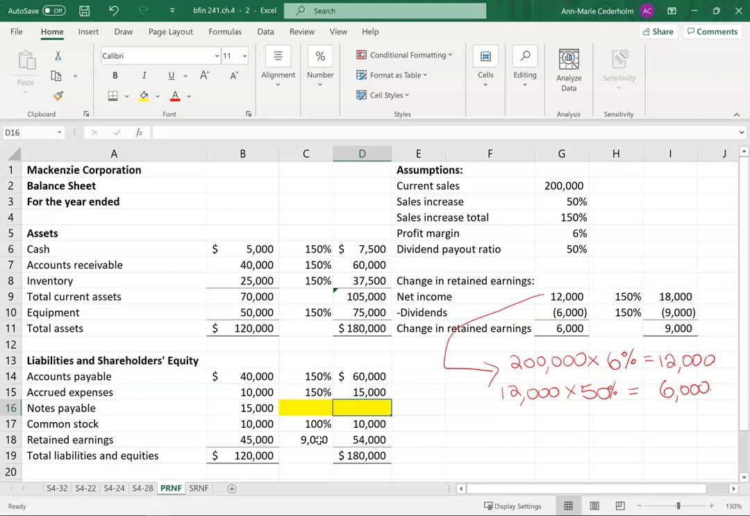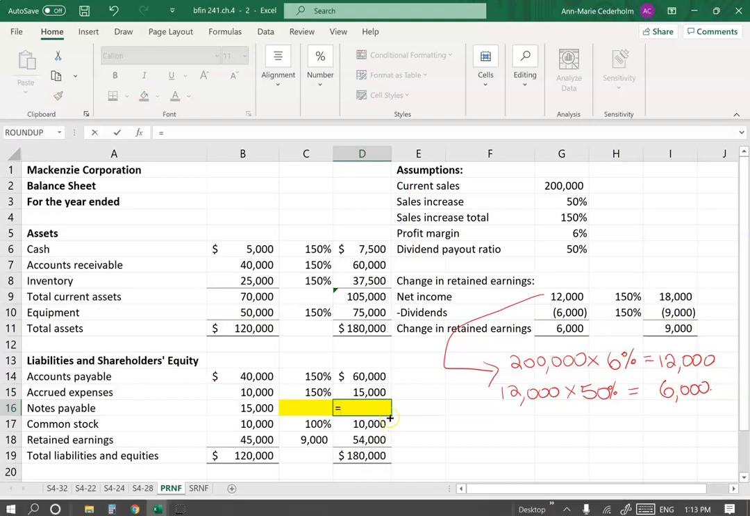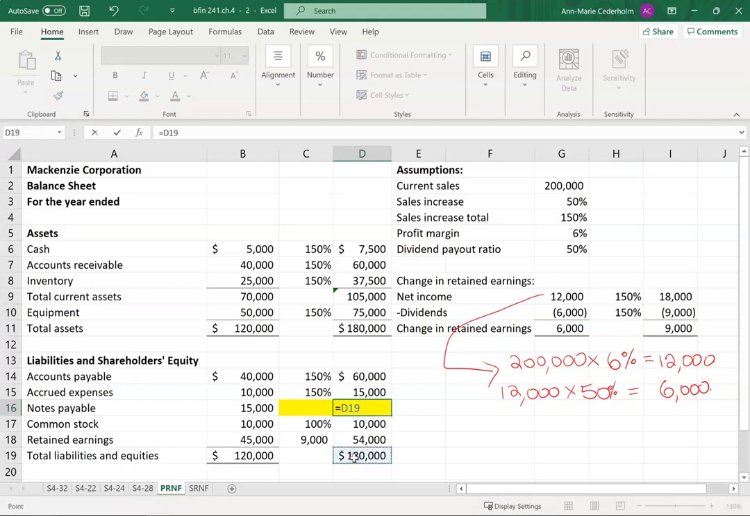So if you just say equals, and then you start off with the 180,000, and then we just do the opposite on the opposite side of the equation. So I'm just going to subtract everything else out of here. I'm going to subtract the 54, the 10, the 15, and the 60,000, and that's going to give me my new notes payable. So I'll just write this down.